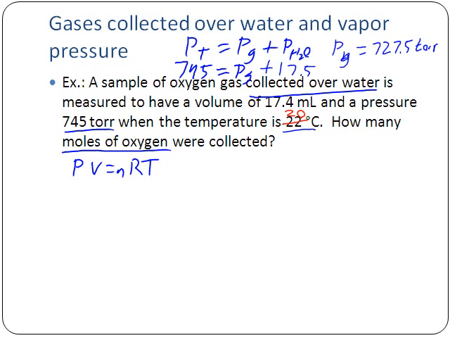So down here we say our pressure we're going to use is going to have to be 727.5 torr, because torr is the unit we want to use here, times the volume. Do we know the volume here? It's measured to have a volume of 17.4 milliliters. Now, the problem we run into is that to use R as 62.36, we have to be in liters. And so we have to convert this from milliliters to liters.